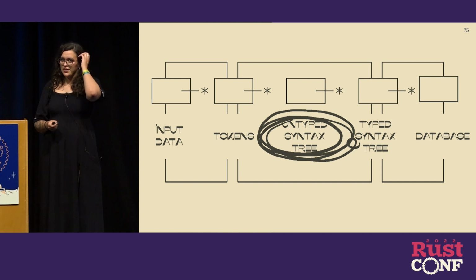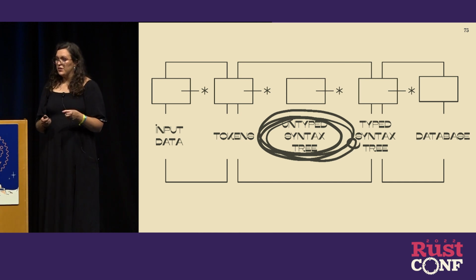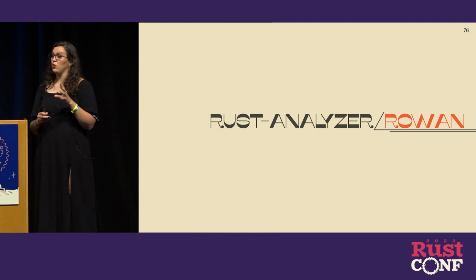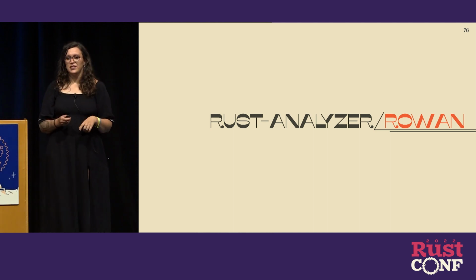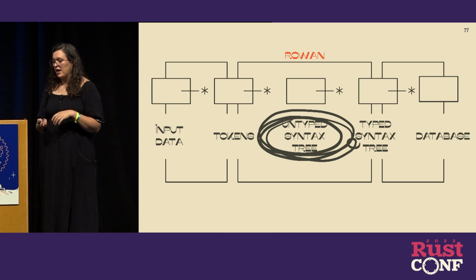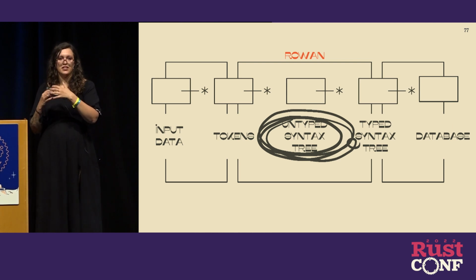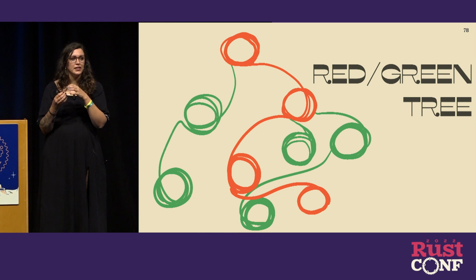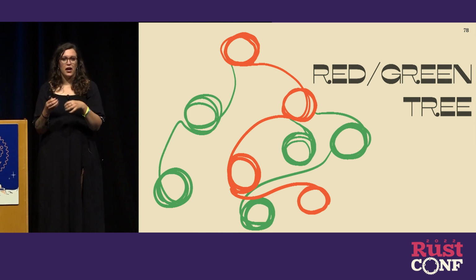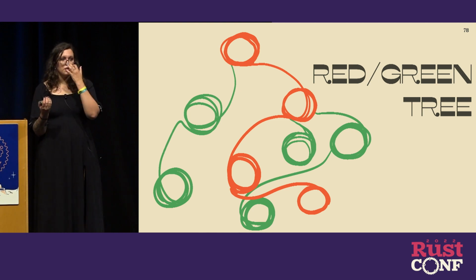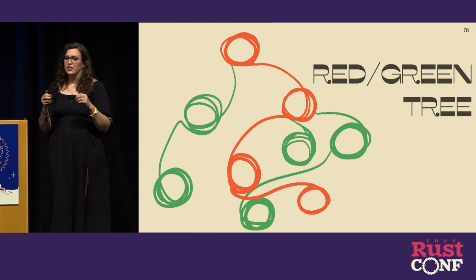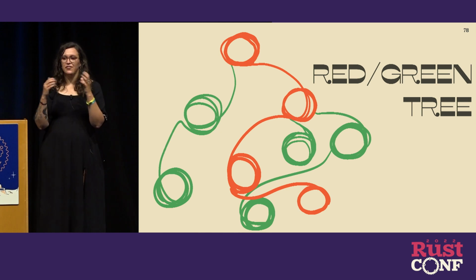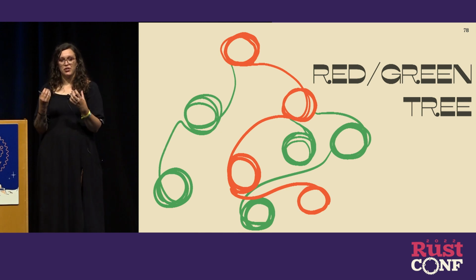Let's talk about this untyped syntax tree a little bit. What we use here is a Rust Analyzer crate called Rowan. Rowan is what we use to create an untyped syntax tree. It's a red-green tree. I won't talk too much about what a red-green tree is, but what it allows us to do is create nodes and have nodes reference other nodes, and have this relationship information without the types.